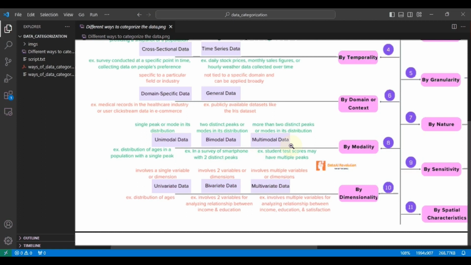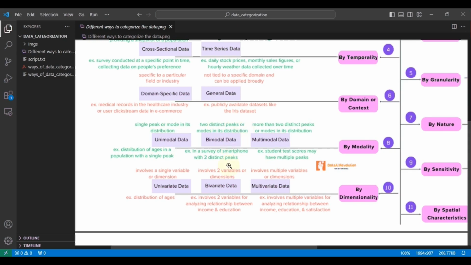If you know a little bit about histograms, while plotting a histogram, we can have a one-peak histogram, we can have a two-peak histogram, or we can have a multiple-peaks histogram. Basically, a histogram represents distributions. So if we have a single peak or mode in its distribution, that is called unimodal data. In bimodal data, we will have two peaks in its distribution.